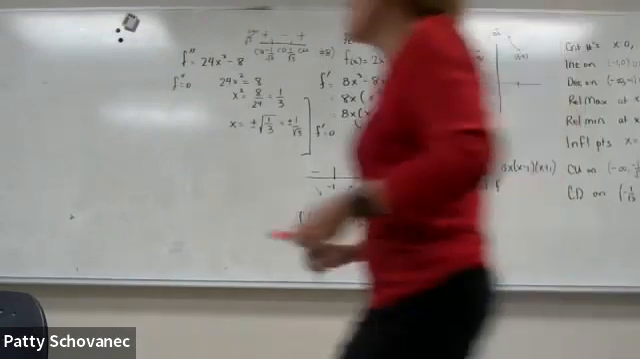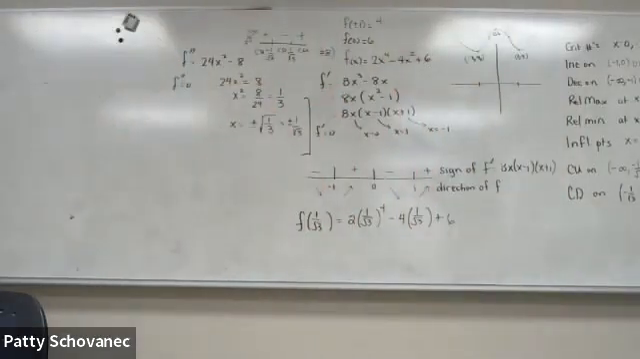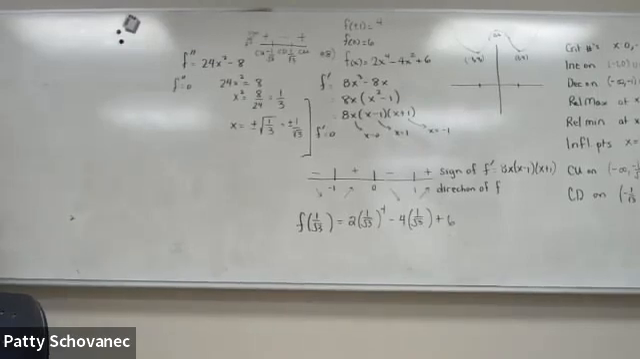Section 4.4, horizontal and vertical asymptotes. We'll do the vertical asymptotes first. So finding asymptotes is what we're going to do first, and then we're going to look at graphing functions that have cusps with sharp corners.